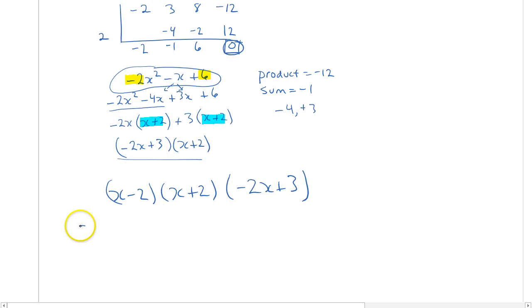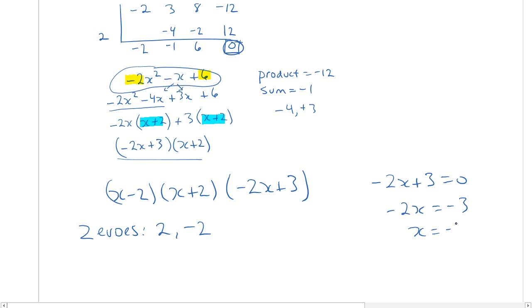The zeros are, this 0 would be 2. This 0 is negative 2. This 0, well, let's think. When is minus 2x plus 3 equal to 0? So if we solve for x, x is equal to 3 over 2. So when is this equal to 0? When x is 3 over 2. And so that is our answer. The zeros are 2, negative 2, and then 3 halves.